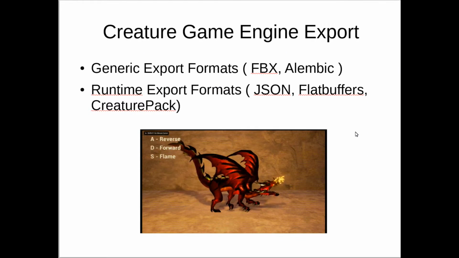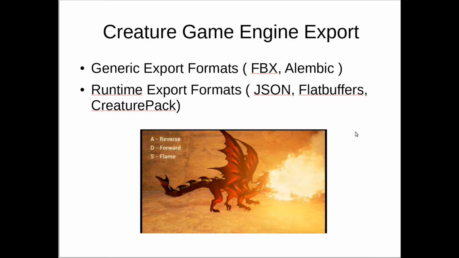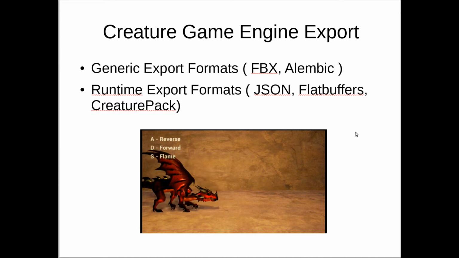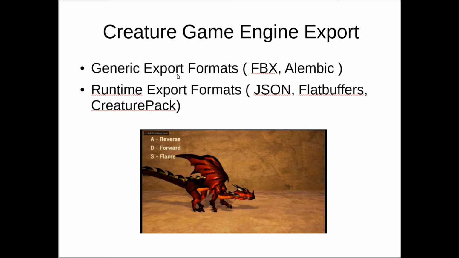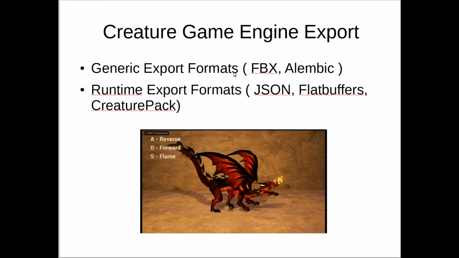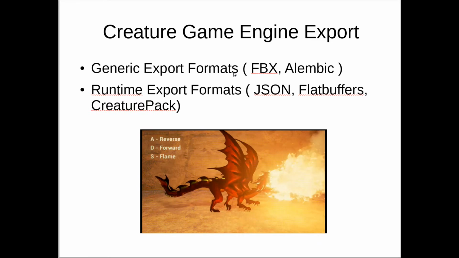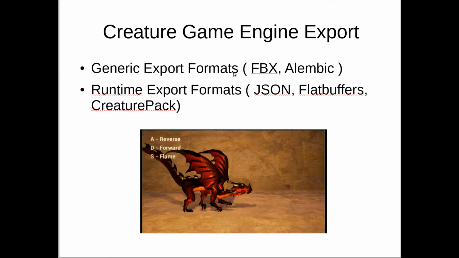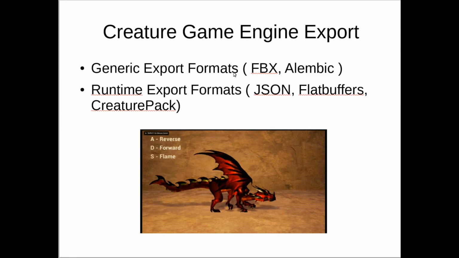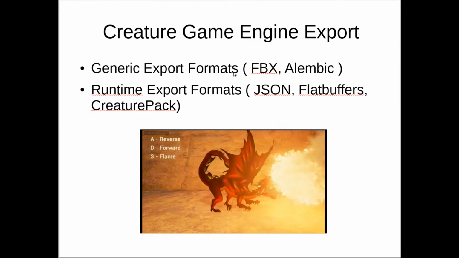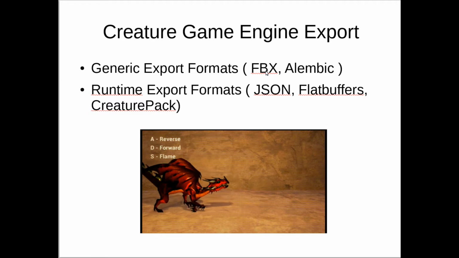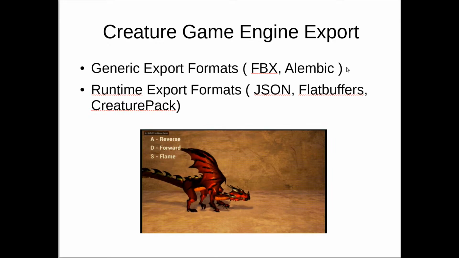Now, to start off, I like to say that there are two major kinds of formats that Creature supports for game engine export. There is the generic export format, and that comprises the generic formats that are supported by not just game engines but major 3D tools, say Houdini, Maya, 3ds Max, that sort of thing, and those comprise the FBX file format and the Alembic point cache file format.